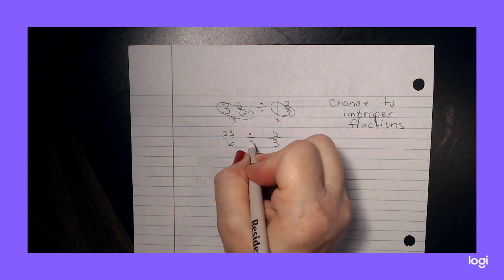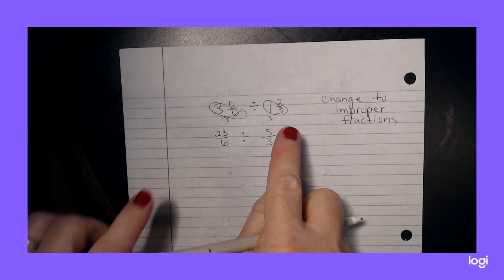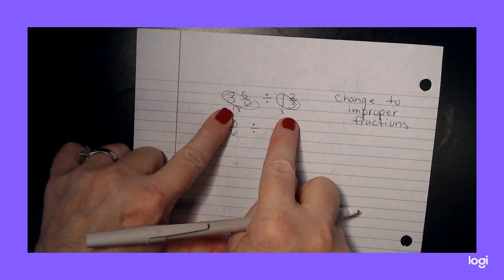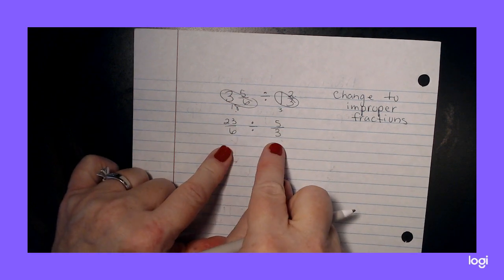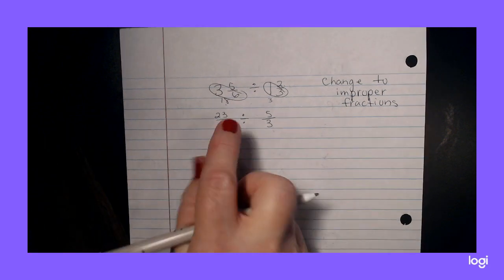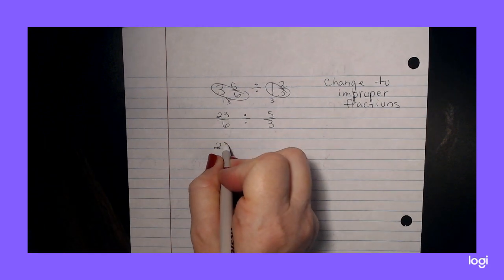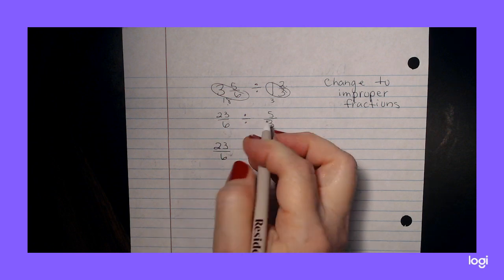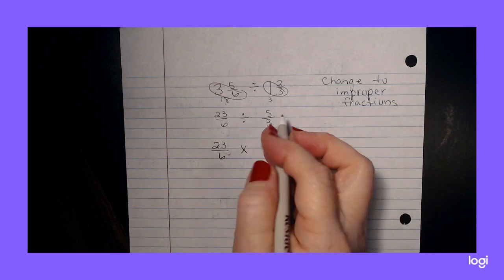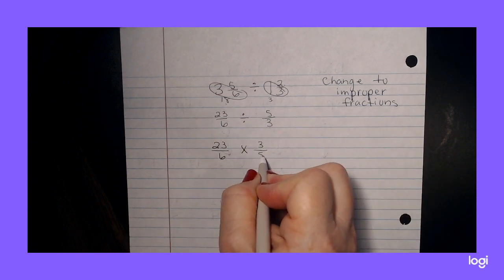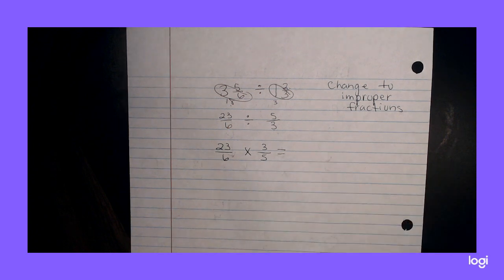Remember, we are not doing our keep, change, flip yet because we had to change to improper first. Write the new problem first. Now let's do the keep, change, flip. Keep, change to multiplication, flip, or find the reciprocal as we call it. And now we're ready to solve our problem.